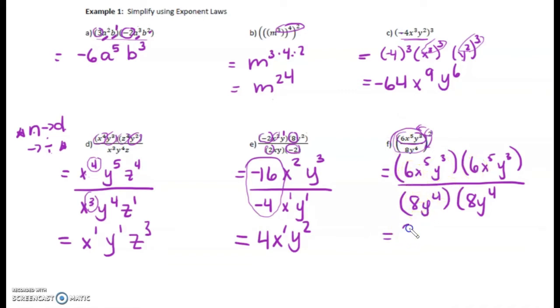So 6 times 6 is 36. X to the 5 times x to the 5, we add them to 10. Y to the 3, y to the 3, we add them to 6. 8 times 8 is 64. Y to the 4, y to the 4, we add them to 8.